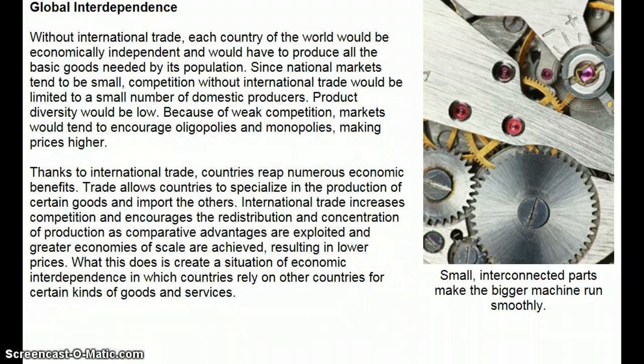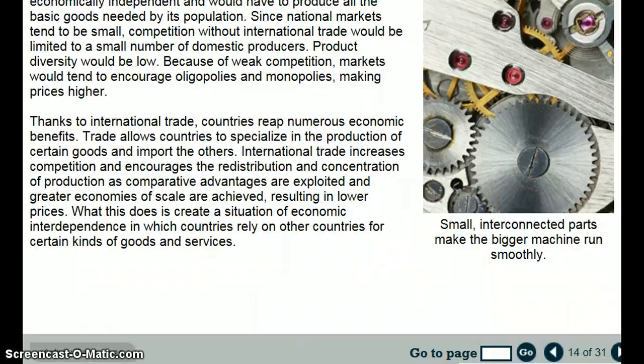Thanks to international trade, countries reap numerous economic benefits. Trade allows countries to specialize in the production of certain goods and import the others. International trade increases competition and encourages the redistribution and concentration of production as comparative advantages are exploited and greater economies of scale are achieved, resulting in lower prices. What this does is create a situation of economic interdependence in which countries rely on other countries for certain kinds of goods and services.